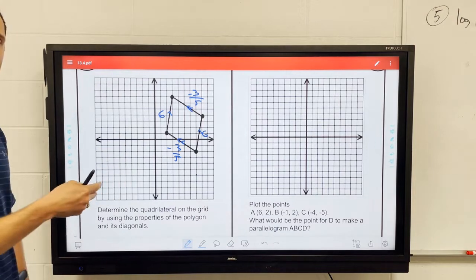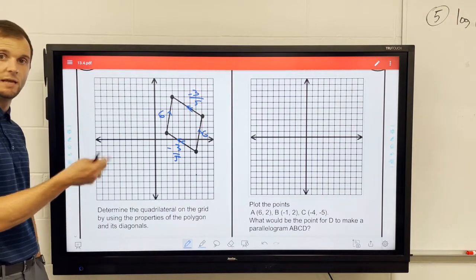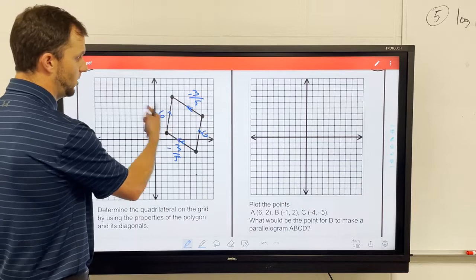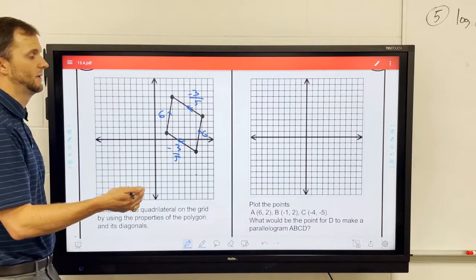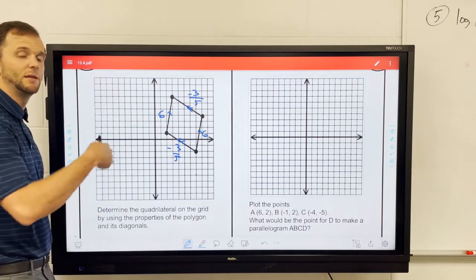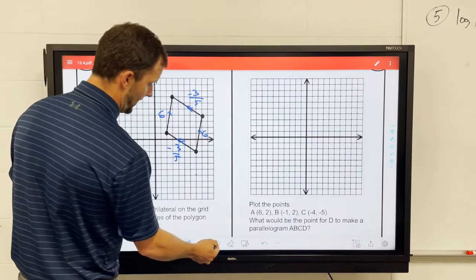So now what I need to do is compare their lengths. These are all the slopes. I know that opposite sides are parallel to each other. Now I need to look at their distance, meaning their measurement here. So let's go ahead and look at that real quick.